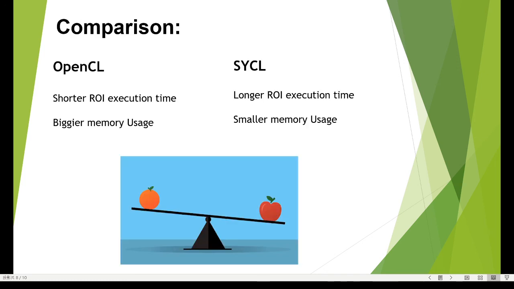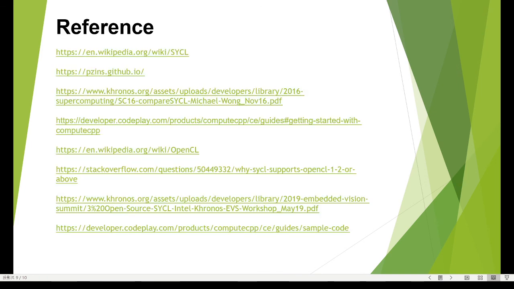Comparing with OpenCL on the same test, OpenCL has a shorter ROI execution time and a bigger memory usage. For SYCL, it has a longer ROI execution time and a smaller memory usage.